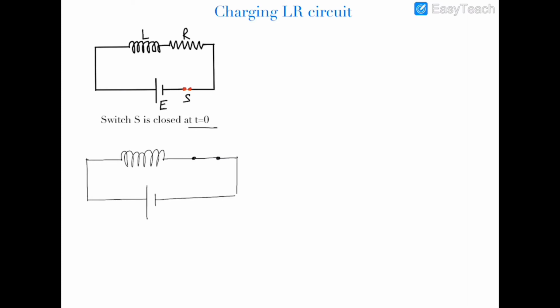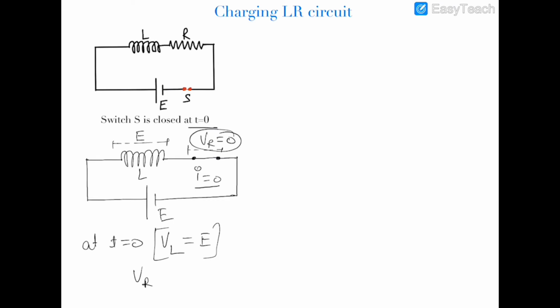and this EMF E would appear completely across this inductor, and the current in the circuit is 0. I have short circuited this resistance because the voltage across this resistance would be 0, because the current flowing in this circuit is 0. So at this moment t equal to 0, the voltage across inductor is the complete voltage of cell, and the voltage across resistance is 0, and current is also 0.